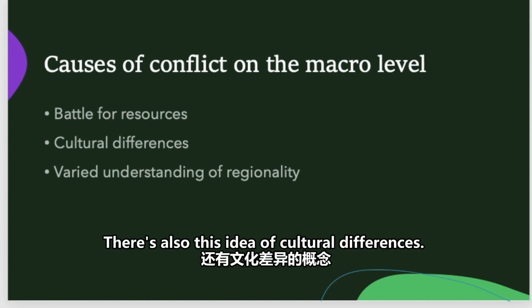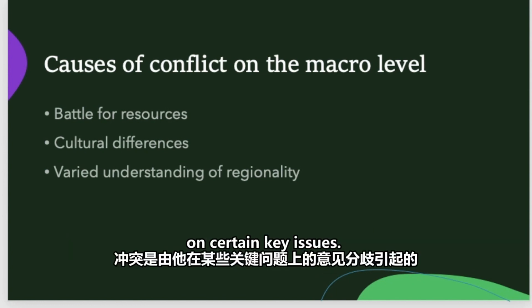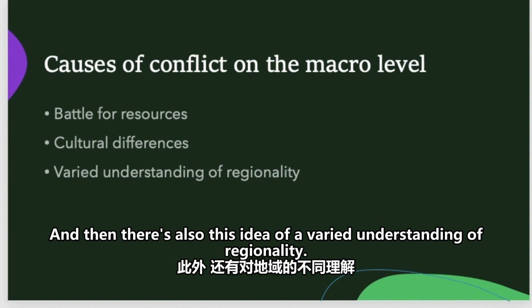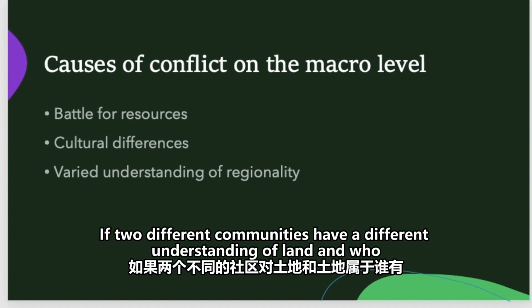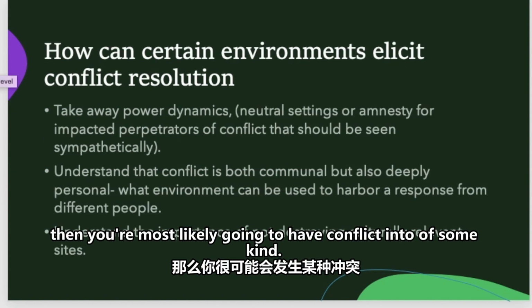There's also this idea of cultural differences. Conflict is caused a lot of the time by differences of opinion on certain key issues. And then there's also this idea of a varied understanding of regionality. If two different communities have a different understanding of land and who that land belongs to, then you're most likely going to have conflict of some kind.